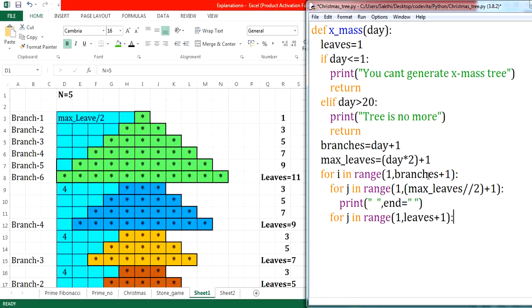For each and every time, I am supposed to print a star as my output, that is nothing but leaves. Star as my output, followed by end with space. And after printing a complete row, I need a line break. So let me give print, followed by end with new line.